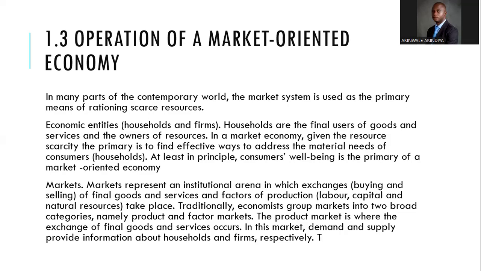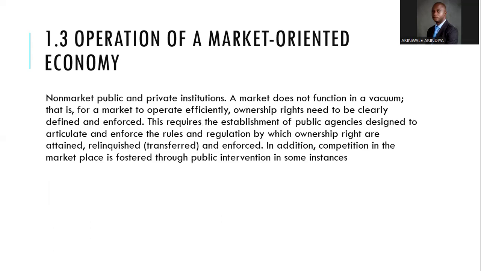Traditionally, economists group markets into two broad categories, namely product and factor markets. So either you are buying your inputs, raw materials and the rest, from the factor market. And after you have processed the factors, you get your finished goods, you send them to a product market for people to buy. That's what they're talking about. So the product market is where the exchange of final goods and services occurs. In this market, demand and supply provide information about households and firms respectively.